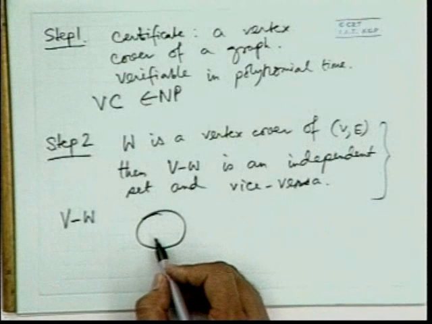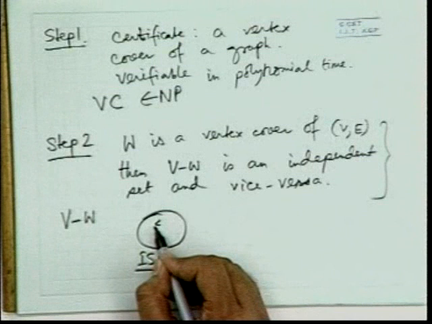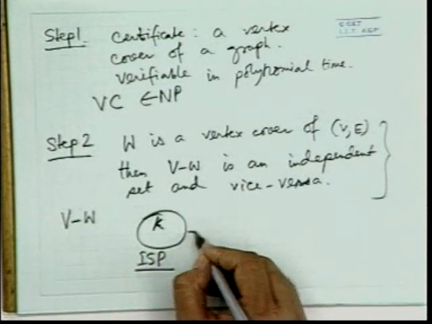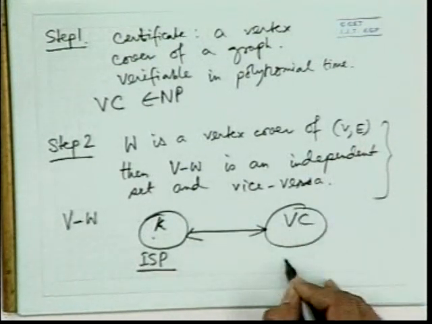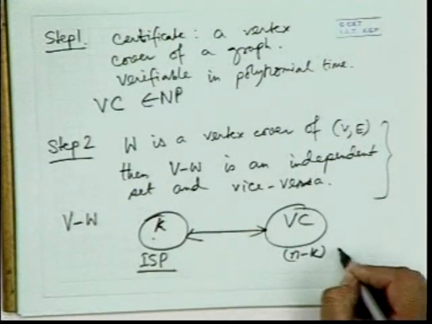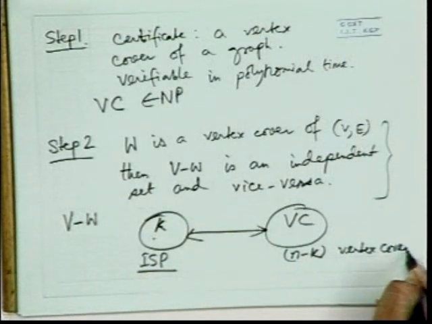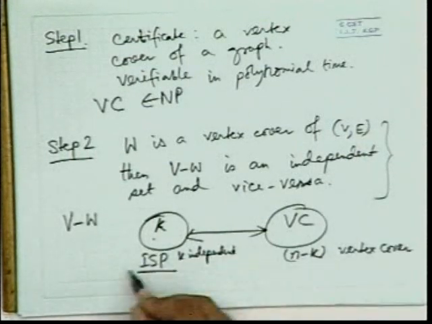So take an instance of independent set, which we know to be NP complete, and map it to vertex cover. Suppose this is an instance of the independent set problem, ISP, and suppose that there is this k. Now this has an independent set of size k if and only if this vertex cover VC has a vertex cover of n minus k. So an n minus k vertex cover here, and a k independent set, and this is if and only if.